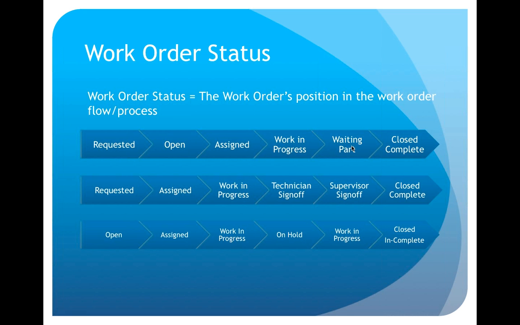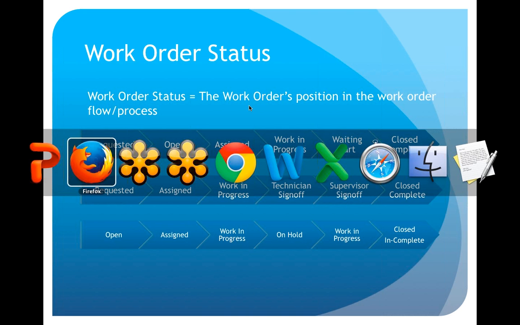They could be waiting for a part. Maybe the part's not on site. They need to order it. And when the job is done, close complete. The bottom one here, again, I can actually set the CMMS to automatically set a work request directly to open, and it goes through the various stages. And it might not end up completed; it might get closed incomplete. Maybe the job has not been done for whatever reason. Maybe we find it's not worth our while to do the particular job. So the work order status is the work order's position in the work order flow.